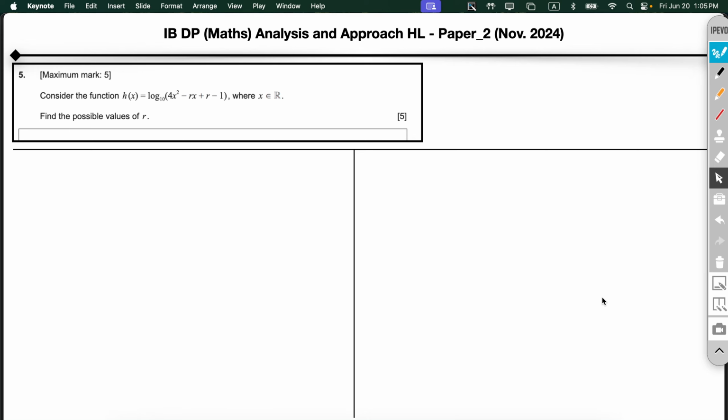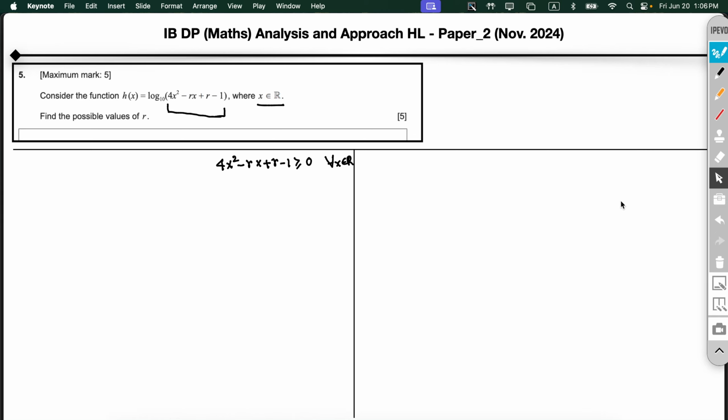Question number 5. Consider the function log base 10 of 4x squared minus rx plus r minus 1, where x is a real variable. Find the possible values of r. Basically, it means that whatever is within the log operator has to be positive. So we need 4x squared minus rx plus r minus 1 to be positive for all real x values. Given that constraint, what should be the range of values of r that are allowed?